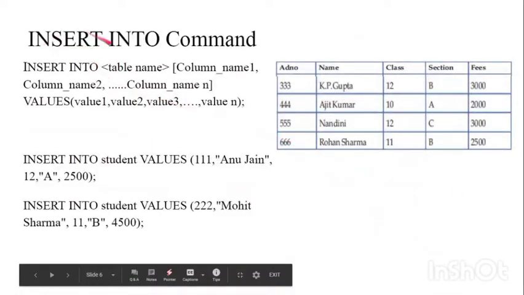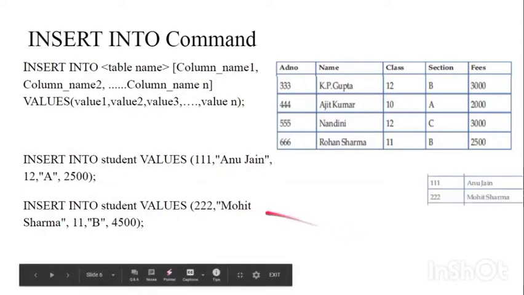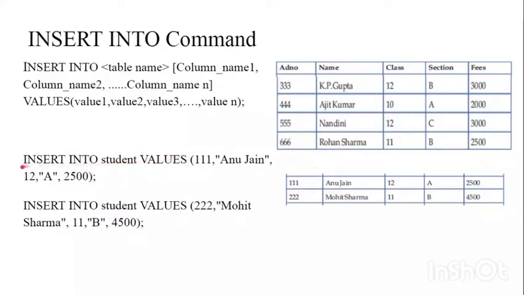Next is to insert a record into the table. We use the insert into command. The syntax of the insert into command is: insert into table name, column name 1, column name 2, etc., bracket close, values, value 1, value 2, etc., value n. The column list is optional, no need of writing it. It is not compulsory.